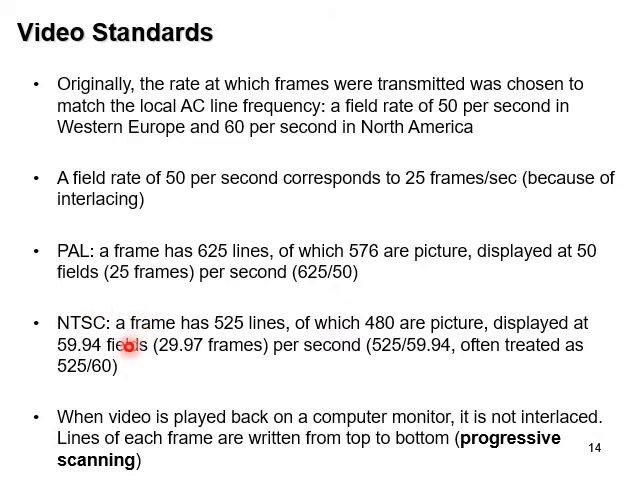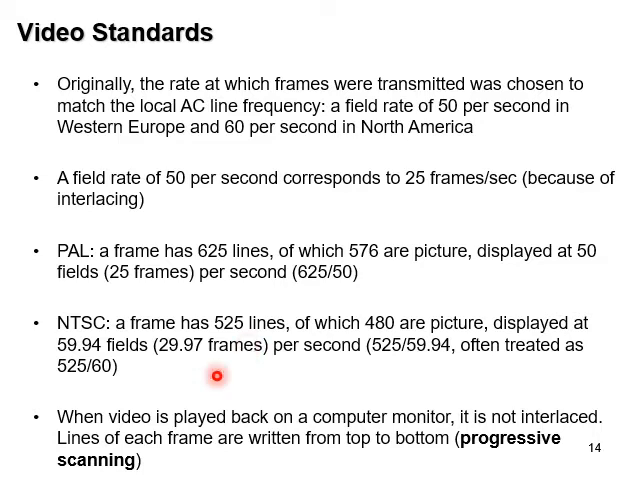For NTSC, the one used in North America, the frame is 525 lines. Only 480 of them are picture, the rest are not, and they are displayed at 59.94 fields per second, or approximately 60 fields per second, corresponding to 30 frames per second.